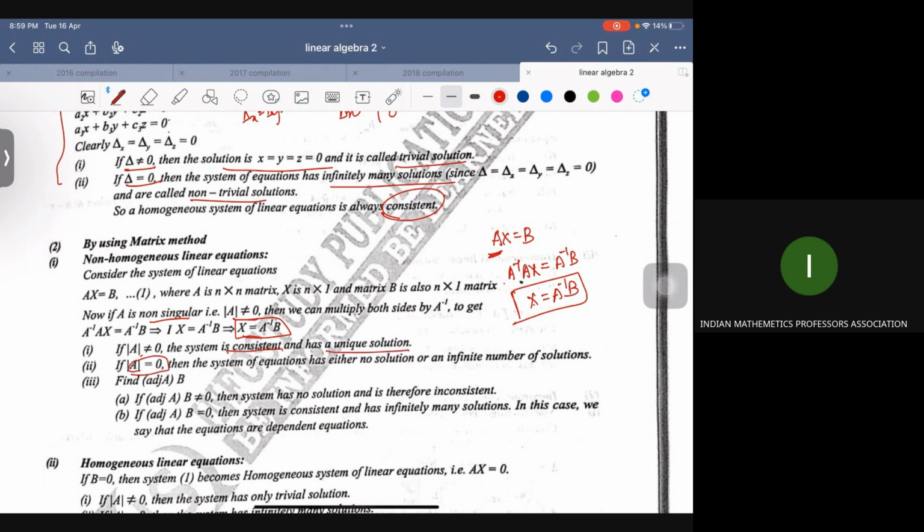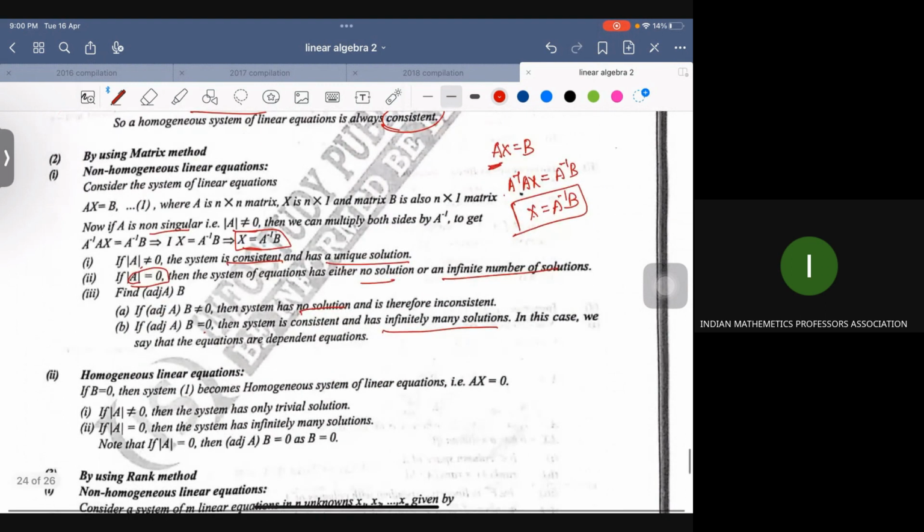If the determinant of A is equal to 0, we have two conditions: either no solution or an infinite number of solutions. In order to find that, we have to find the adjoint of A times B. If adjoint of A times B is non-zero, then the system has no solution. If adjoint of A times B is 0, then the system is consistent and has infinitely many solutions. This is by the matrix method.